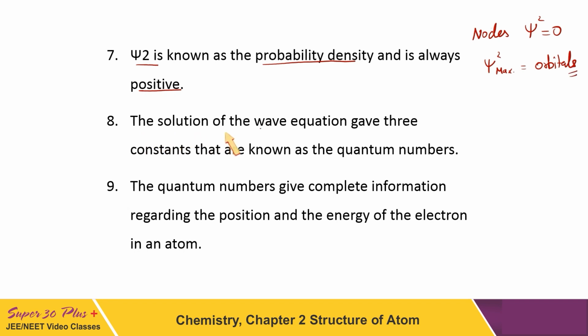Now if you solve this wave equation, students, which is not in your syllabus, of course, the solution of this equation is not in your syllabus, it will give you 3 constants which are known as quantum numbers, which I'll tell you about in the next class. And the quantum numbers give the complete information regarding the position and the energy of electron. You can say that quantum numbers are like the address of electron. They give you a complete idea of the electron in an atom, where it is, what its position is, what its energy is. This is represented by the quantum numbers.